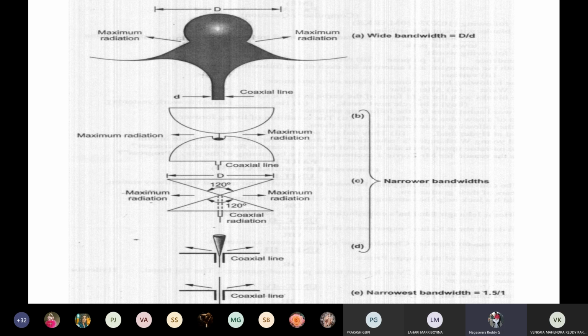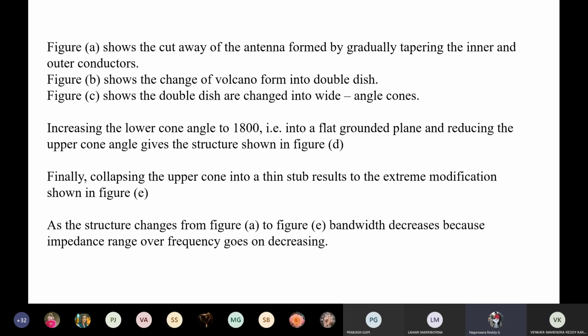Increasing the lower cone angle to 180 degrees into a flat grounded plane, and reducing the upper cone angle, gives the structure shown in figure D. Finally, collapsing the upper cone into a thin stub results in the extreme modification shown in figure E. As the structure changes from figure A to figure E, the bandwidth decreases because the impedance range over frequency goes on decreasing.